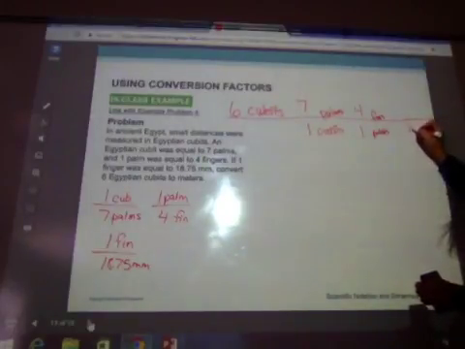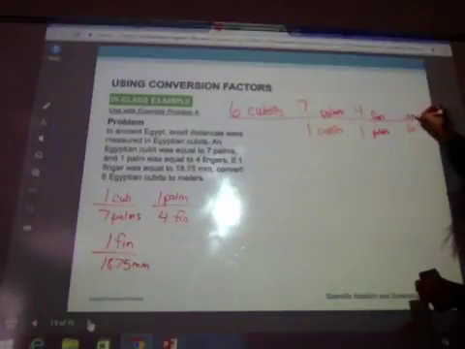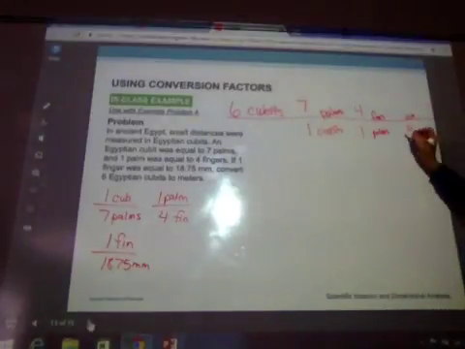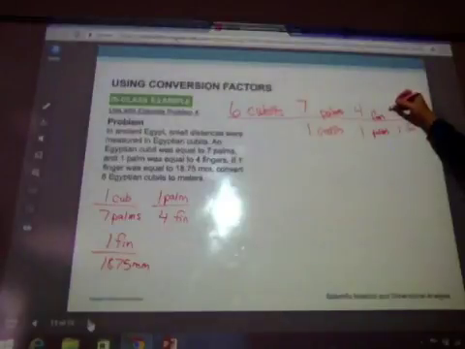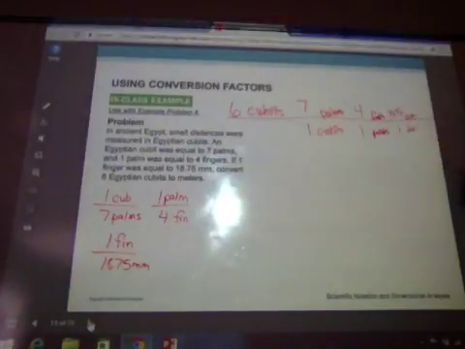So I want fingers to millimeters. And if I look at that, 1 finger is the same as 18.75. Cancel, cancel. Am I done? No. I need to change millimeters to meters. And I do, in 1 meter, how many millimeters are there? 1,000.